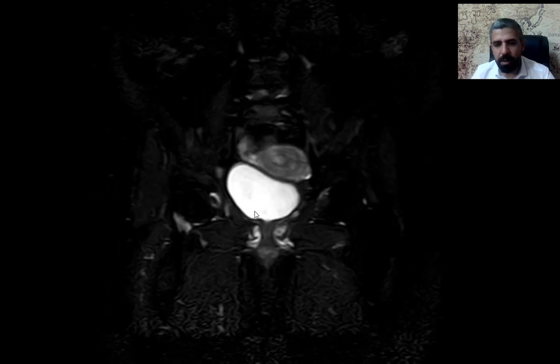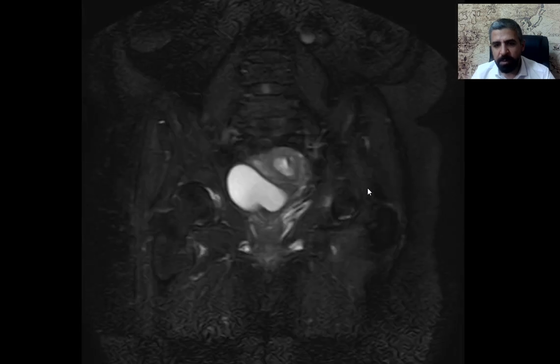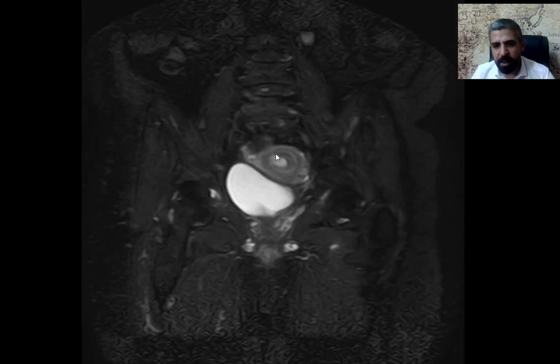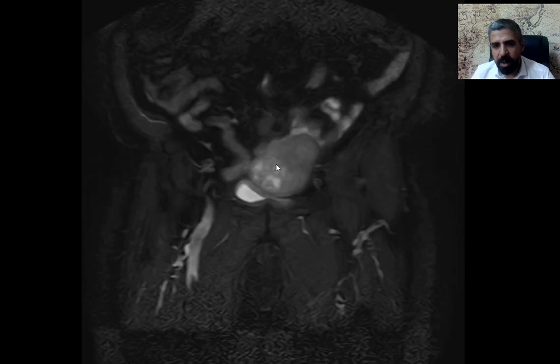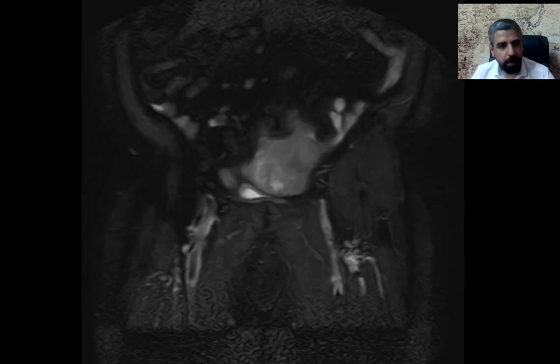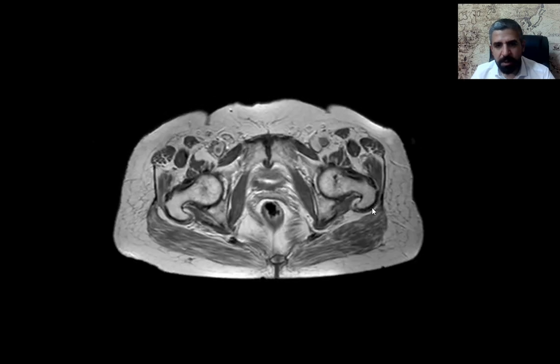This is the coronal T2 weighted fat saturated images. We can see the same effect. You can see the junctional zone here on this side is interrupted, and you can see that this is the mass that we are talking about. So let's give some contrast, see what happens.